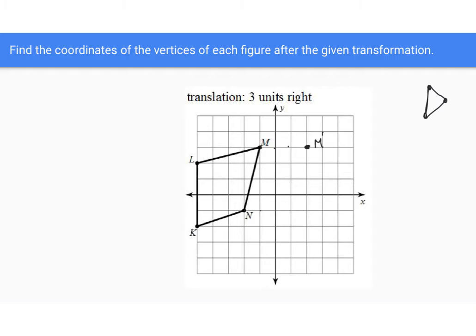Take my N, move it 3 spots to the right, and that is now my N prime. K, I move it 3 spots to the right. Now this is my new K prime, and I do the same thing with L. 1, 2, 3, L prime. Sometimes the images will overlap because we're not moving them a big distance. And now my red shape is a translation 3 units to the right of my black shape.